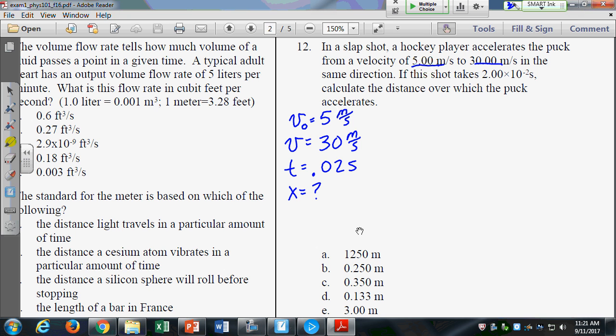And so since I'm looking for x, I know that I'm going to be using this: v naught t plus 1/2 at squared. I got t. I got v naught. Oh, but look, I'm missing a. And so you want to think about, well, how can I find the acceleration? Let's write down our other kinematics equation. v equals v naught plus at. I know v, I know v naught, I know t. So look, I can solve for a.